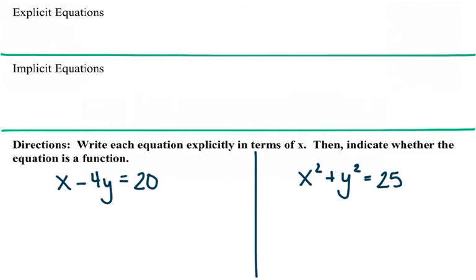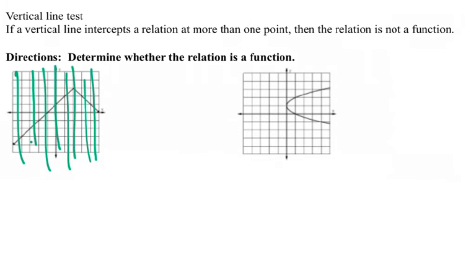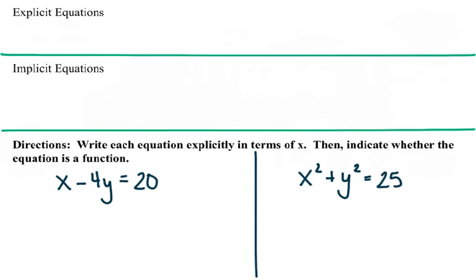And then we talked about stuff like the vertical line test. The vertical line test is pretty easy. If a vertical line intercepts a relation at more than one point, then the relation is not a function. So this first one, if I draw a vertical line through any of those points, I'm only going to hit it one time. So yes, this one is a function. But if I do this one, notice that it hits at 1 and 2 places, so this one is a no. That's just another way that you could look at if it's a function or not.